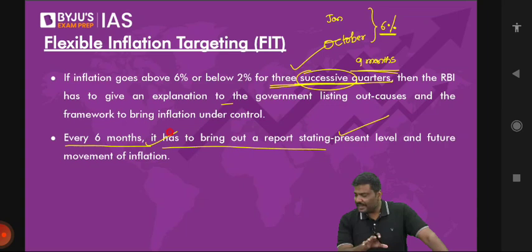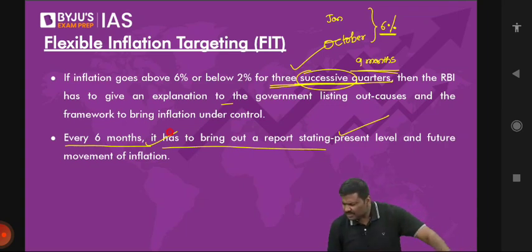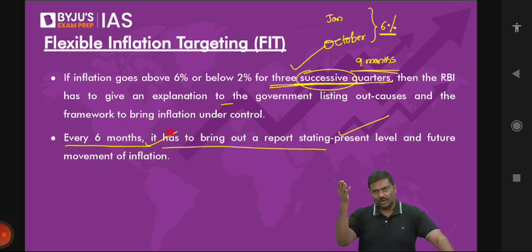Why is RBI still increasing interest rates even though inflation is around 6%? My dear, if the inflation rate is 6%, they want to drag it down to 4%. That's the reason they are increasing the interest rates. So these are the very important provisions. Please learn them by heart. My recommendation: please learn them by heart.